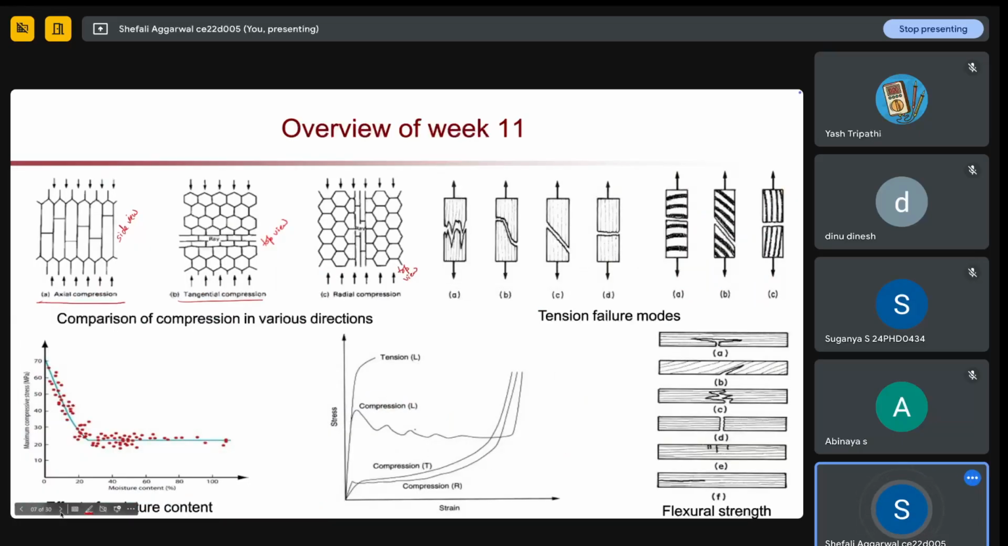compression failure modes. So if we talk about our three directions, if this is our axial direction, and we are loading it in the axial direction, what is happening?